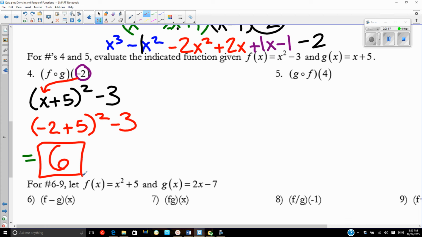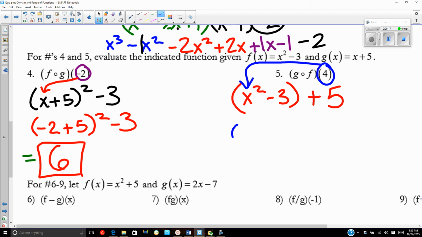Number 5, we're just going the other way. We're starting with the g function, x plus 5, and we're inserting x squared minus 3. So instead of x plus 5, it's x squared minus 3 plus 5. And instead of x, we want it in terms of 4. So we're going to insert a 4 for x. I don't really have to have the parentheses, that red parentheses I had. I don't really have to have that in that case. And again, to get the answer, make sure 4 is in parentheses. Type that in. Answer should be, what, 18, I believe.